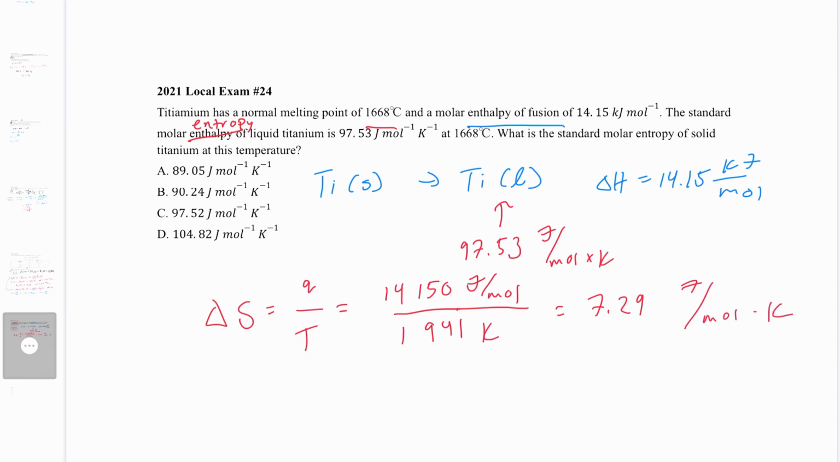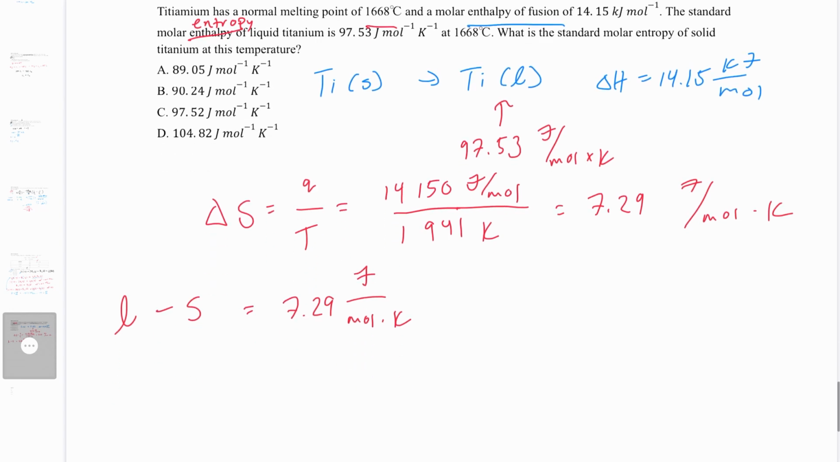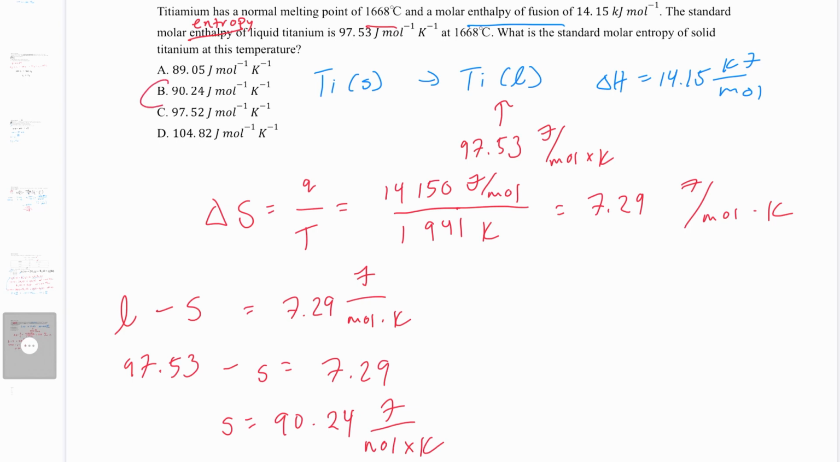So if we take the entropy of liquid titanium and we subtract the solid, liquid minus solid, that'll come out to 7.29 joules per mole times Kelvin. And we know the entropy of our liquid titanium, it's 97.53. So 97.53, I'm not going to put the units, minus the solid equals 7.29. And all you have to do now is solve for your solid entropy, and that comes out to 90.24 joules per mole times Kelvin. So our answer is answer choice B.